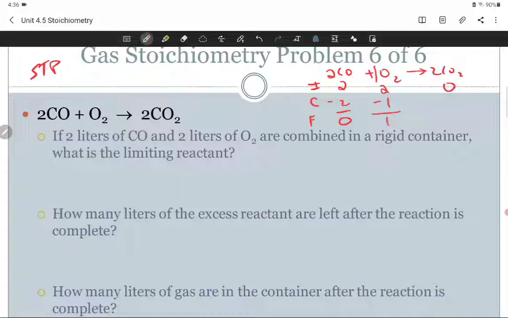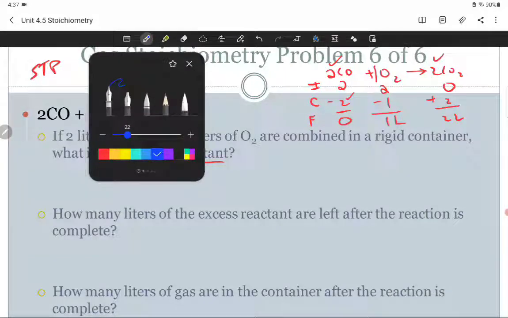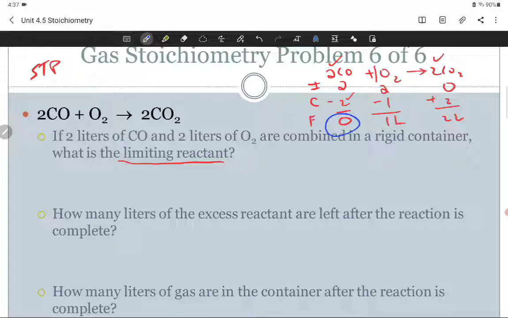So 2 minus 1 is 1. Over here, it's a 2-to-2 ratio. So if you have a 2 here, you better have a 2 there. And these are all going to be liters. Okay, so the first question is, what was the limiting reactant? Well, the limiting reactant has got to be the item that we have none of. And that would be the work that would show you why. So you can't just say it's carbon monoxide. You have to determine why it's carbon monoxide. And my ICF table does that.